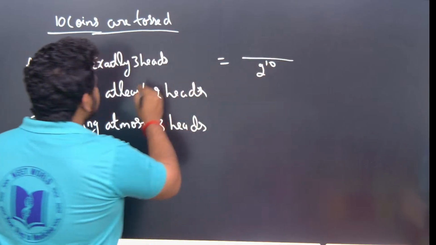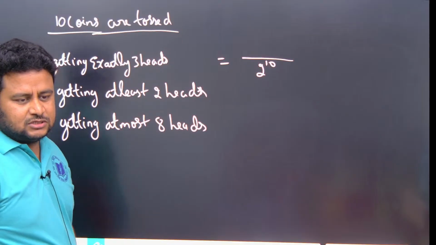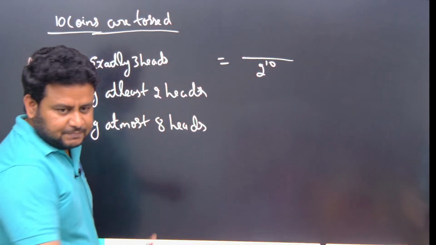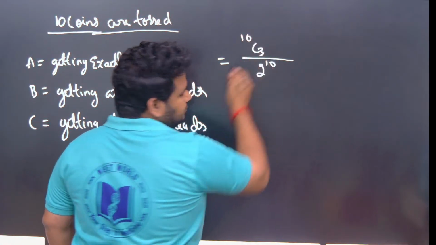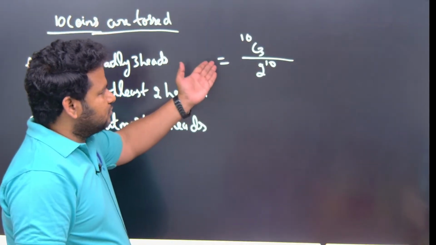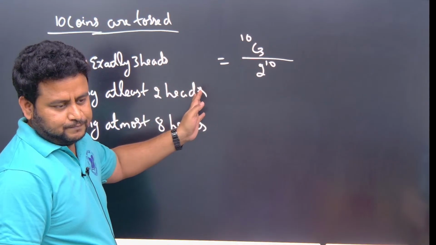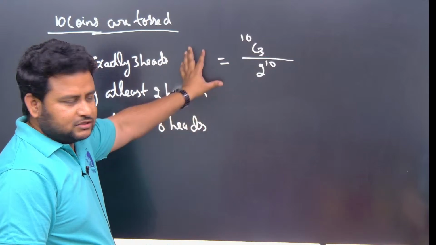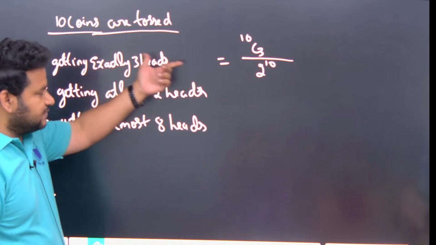Exactly 3 heads. Out of 10 coins you want to get 3 heads, so you are selecting 3 out of 10: 10C3. This one you know how to solve: 10 into 9 into 8 divided by 3 factorial. 2 power 10 is 1024. I am not going into this question; it is simply given for your understanding.